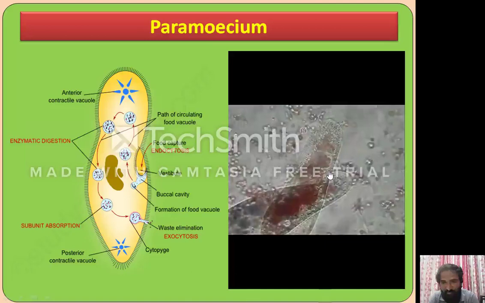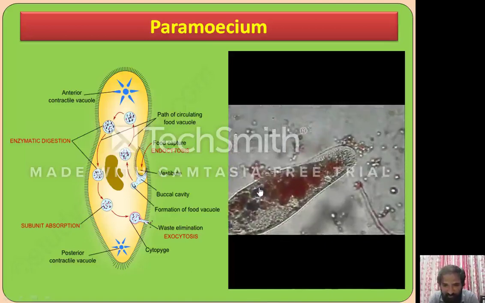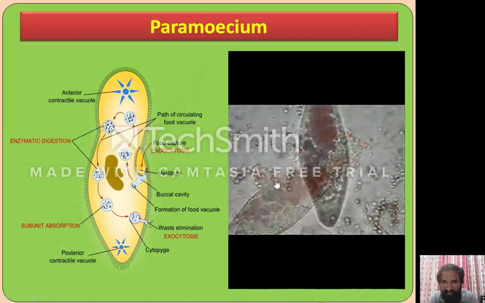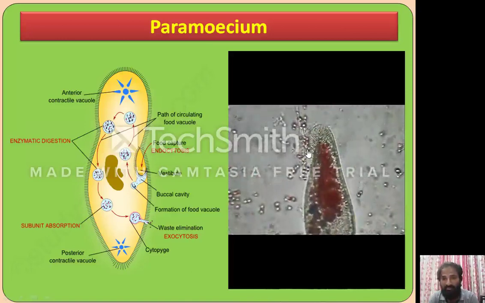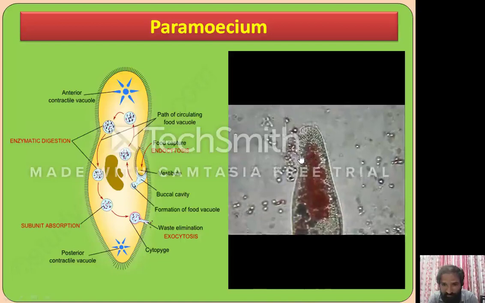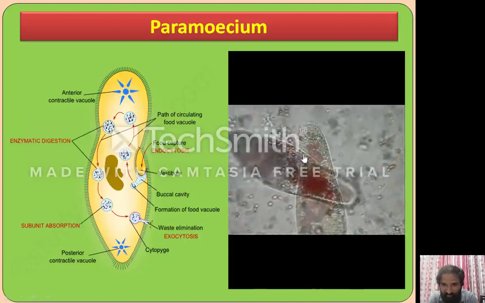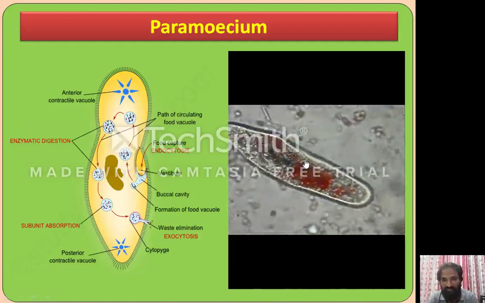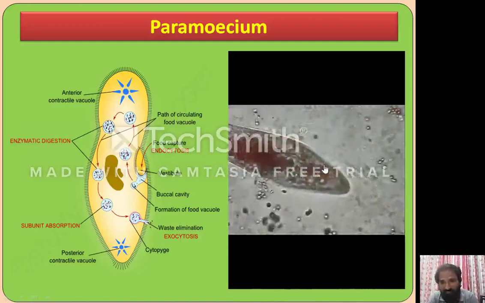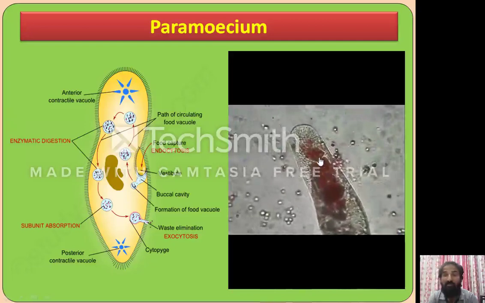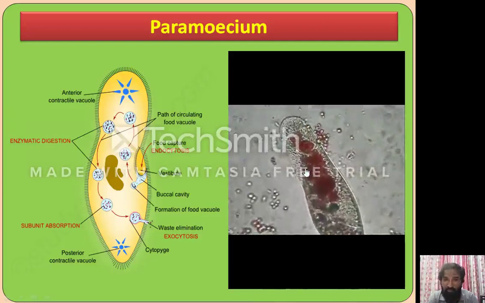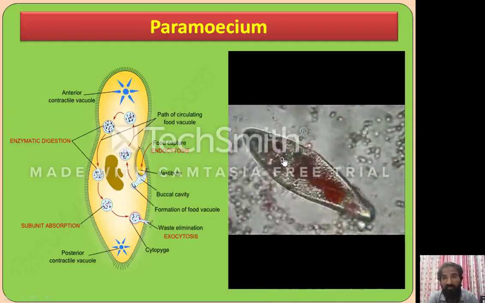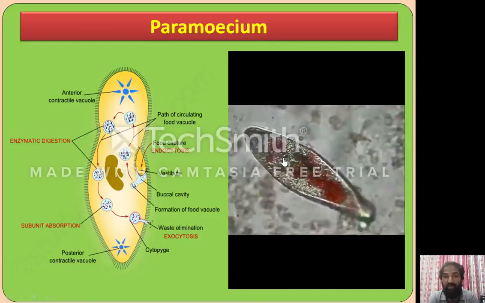From the external body, watch this video clearly. From this pit only, it will take food. This pit is called the cytostome. From here, they take the food, which is a yeast cell, and when the yeast cell enters, the cytoplasm of the protoplasm of the paramecium also shows Congo red color, because before that we stained that yeast cell with Congo red.